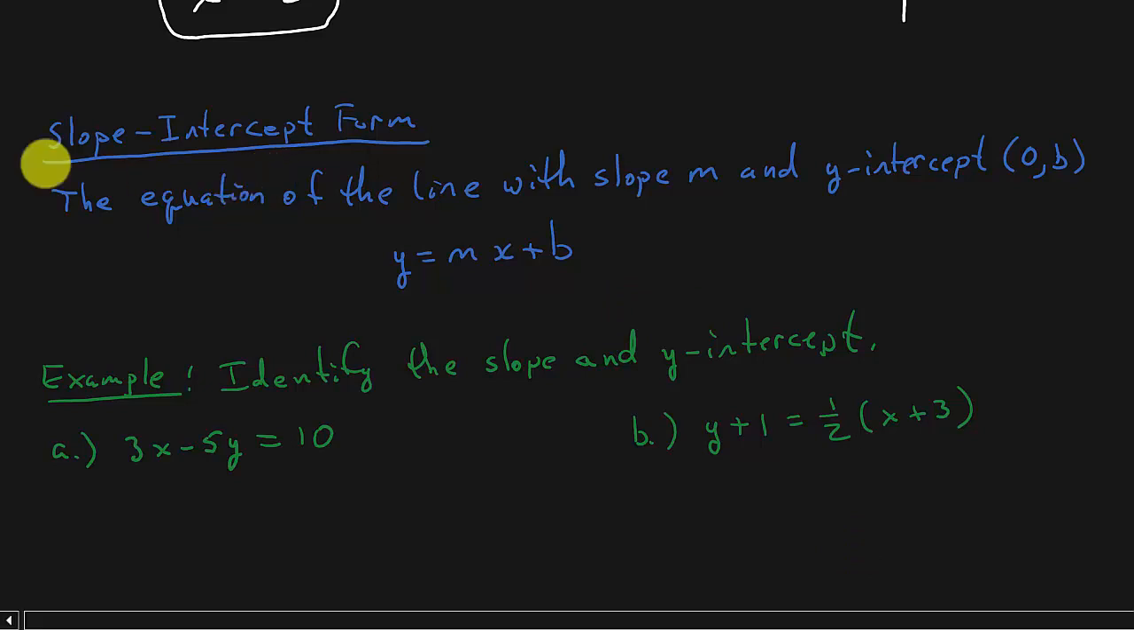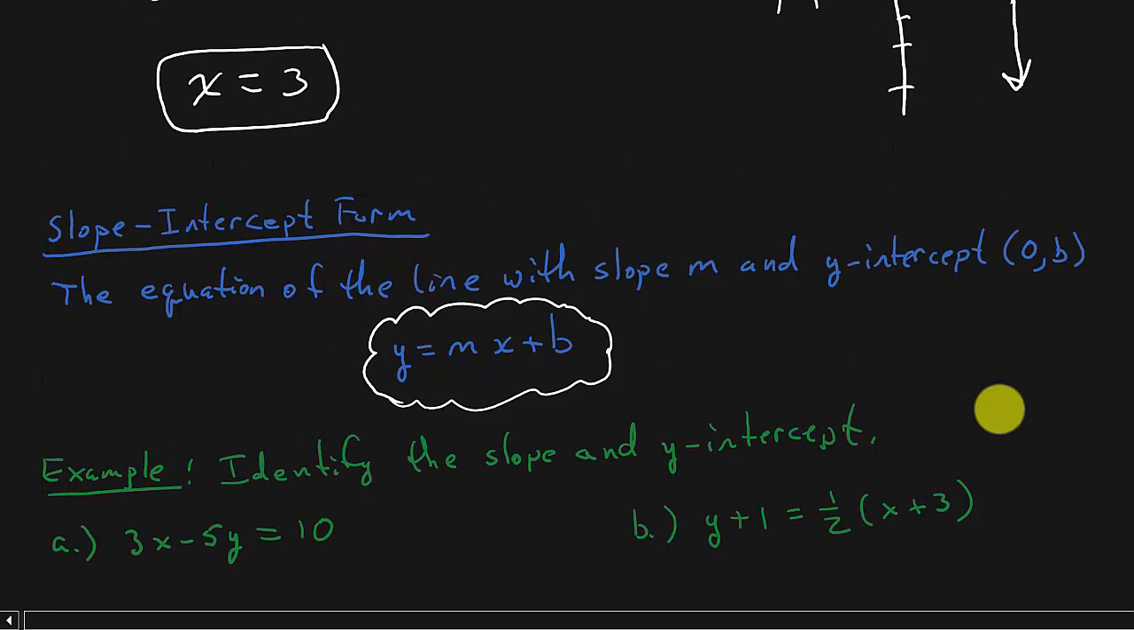Okay? All right, so let's look at this. We've got another form. So the first form we had was point-slope form. And now we have slope-intercept form. So the equation of the line with slope m and y-intercept (0, b) is y equals mx plus b. So here's another form you have. This is called slope-intercept form. So for slope-intercept form, all you need is the slope and the y-intercept.